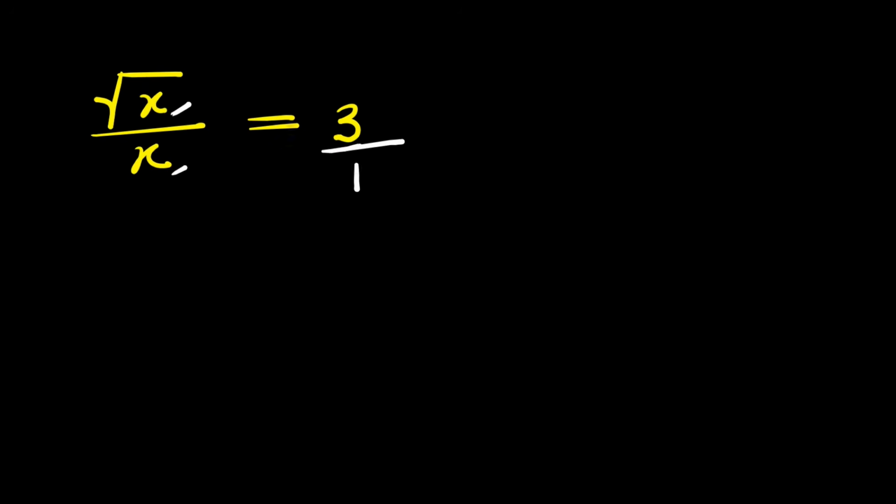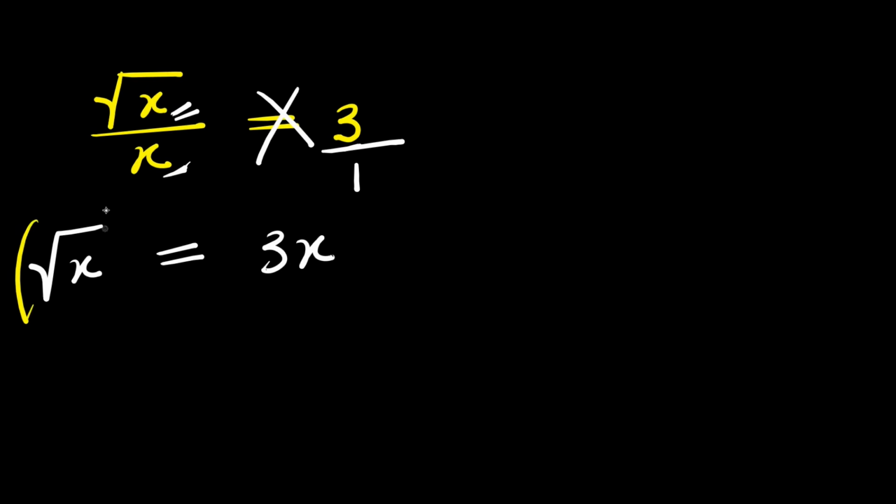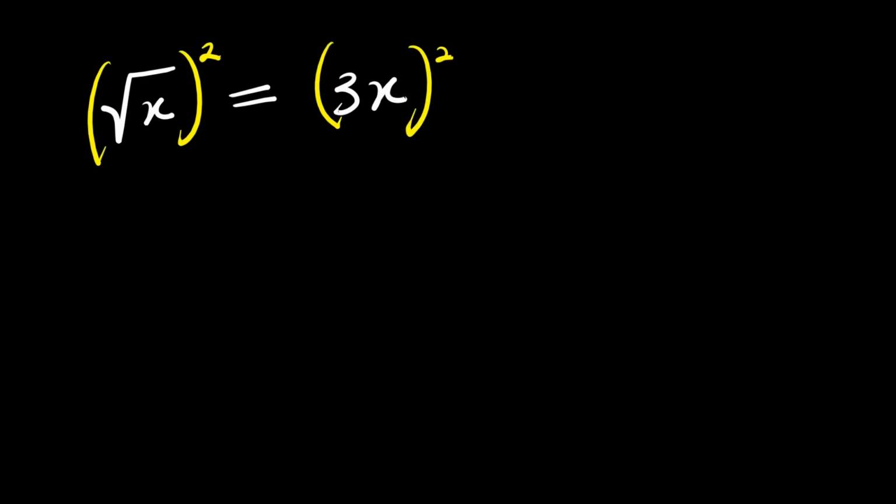I divide this by 1, I cross multiply. Square root of x will multiply 1. I have square root of x equals x will multiply 3. I have 3x. So the next step will be to take the squares of both sides of this equation. Now in the square root here, eliminate the square here.